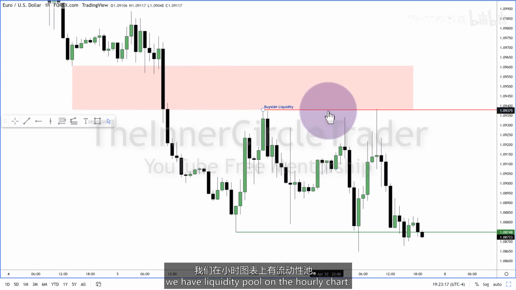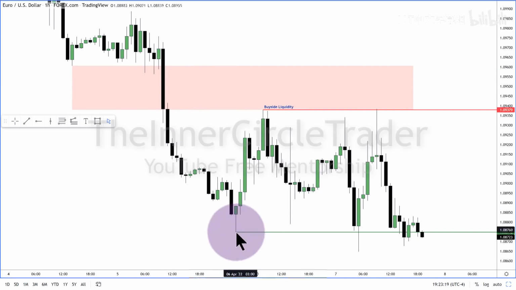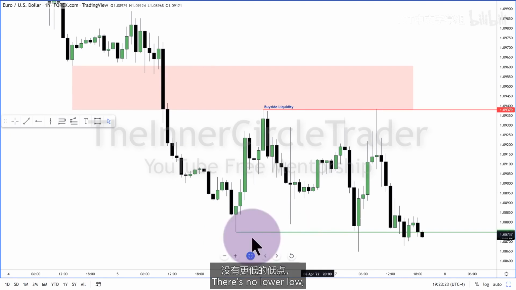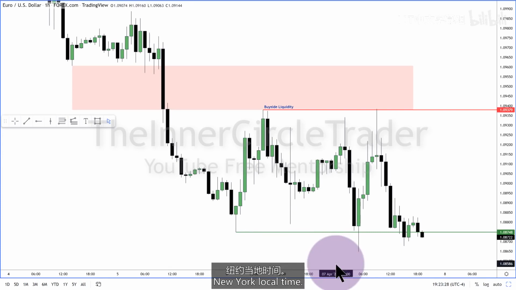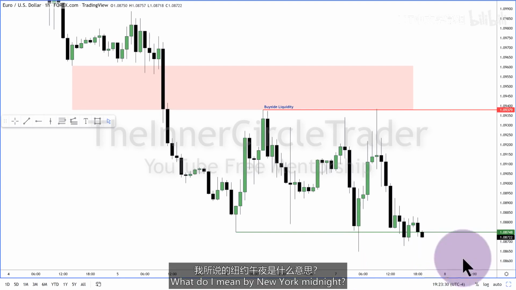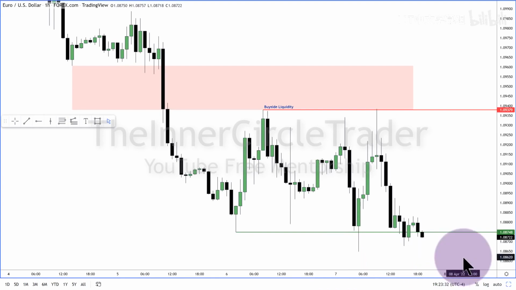We have liquidity pool on the hourly chart. We've already mapped out the 6th of April's low. Notice there's no lower low. This low didn't go down to it. And we start a new day on the 7th here at midnight, New York local time. What do I mean by New York midnight? I'm going to answer that.